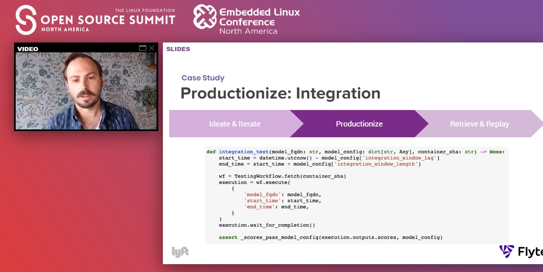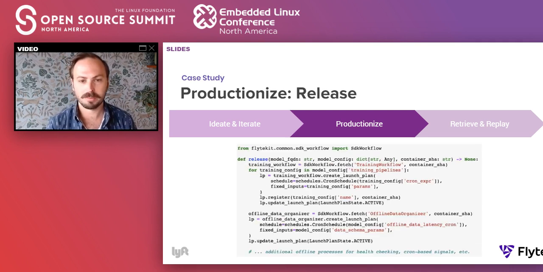So again, the framework author might create an integration testing method, using just the FlyteKit, and it simply asserts that after the run's complete on Flyte, which was totally managed by Flyte, the scores pass and we get past go, and keep going on the gate.